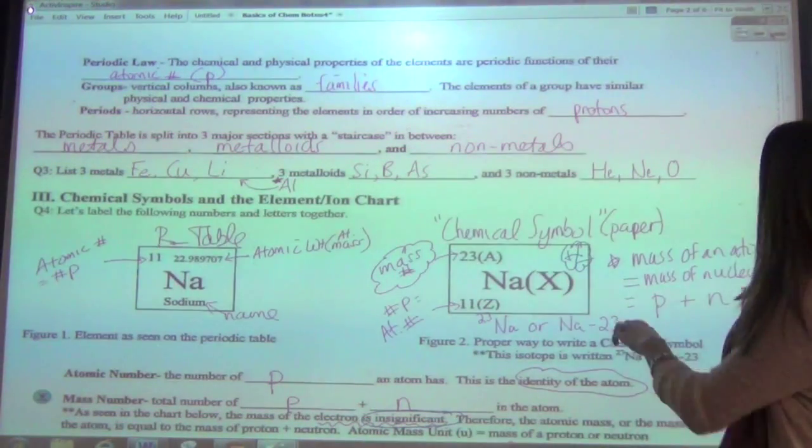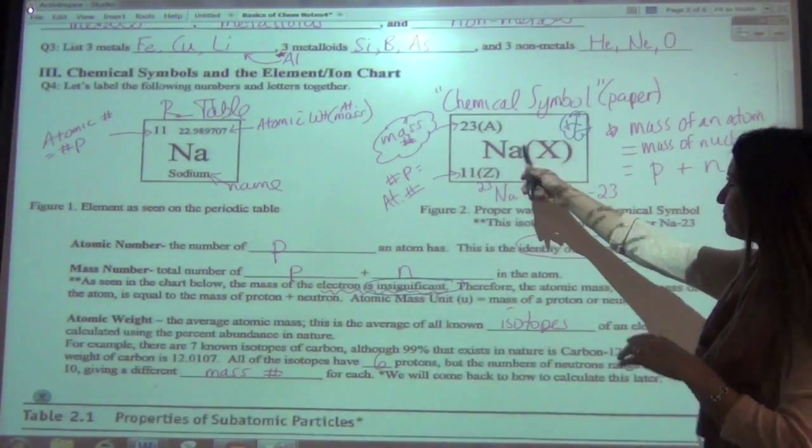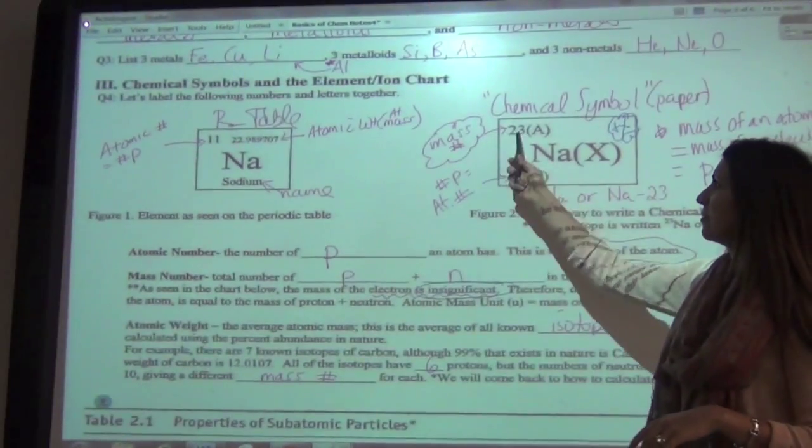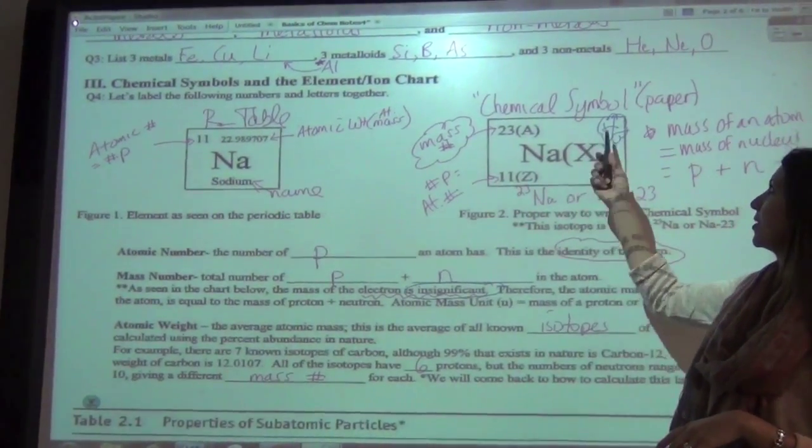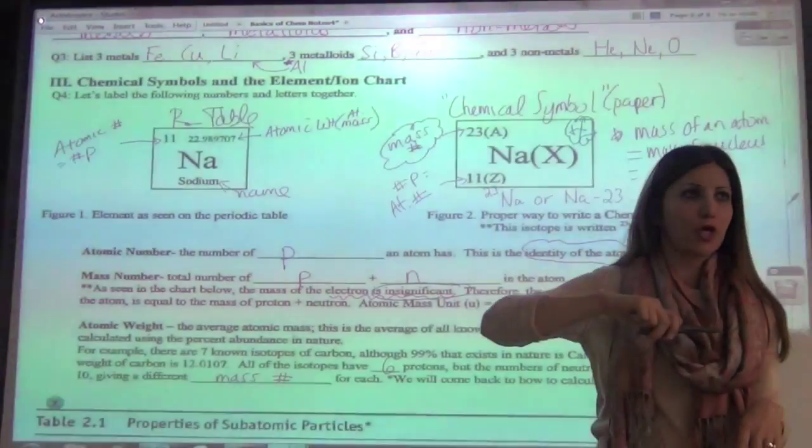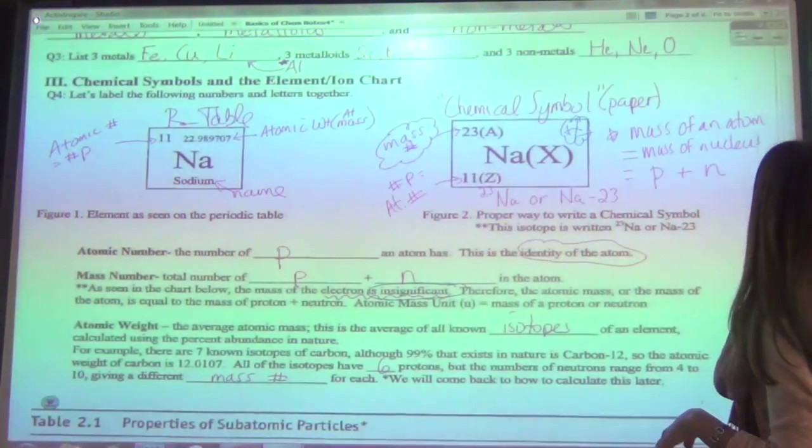Awesome. Very good. Okay, and then we've got our chemical symbol, where this top number is the mass number, the bottom number is your atomic number, and the number in the top right corner would be your charge, okay, depending on whether or not there's a charge.